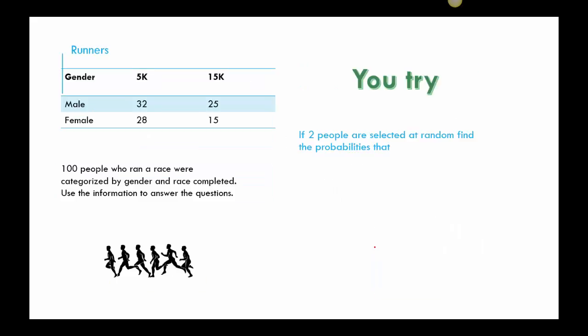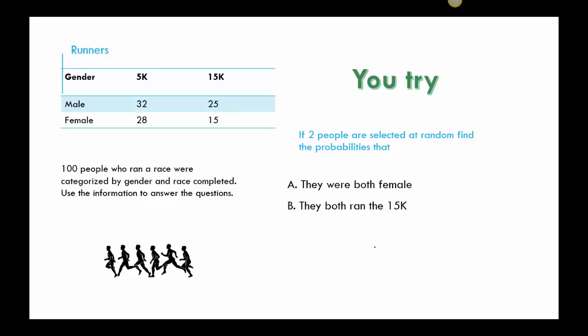Right, so let's try something similar. This one I said let's look at runners. And let's do runners by length of the race they ran, so 5K or 15K, and then whether they were female or male. So this, if you were to add it up, it would come out to 100 people, and they ran a race. You can see the categories again that I said, and I want you to think about selecting 2 people at random and then find the probability.